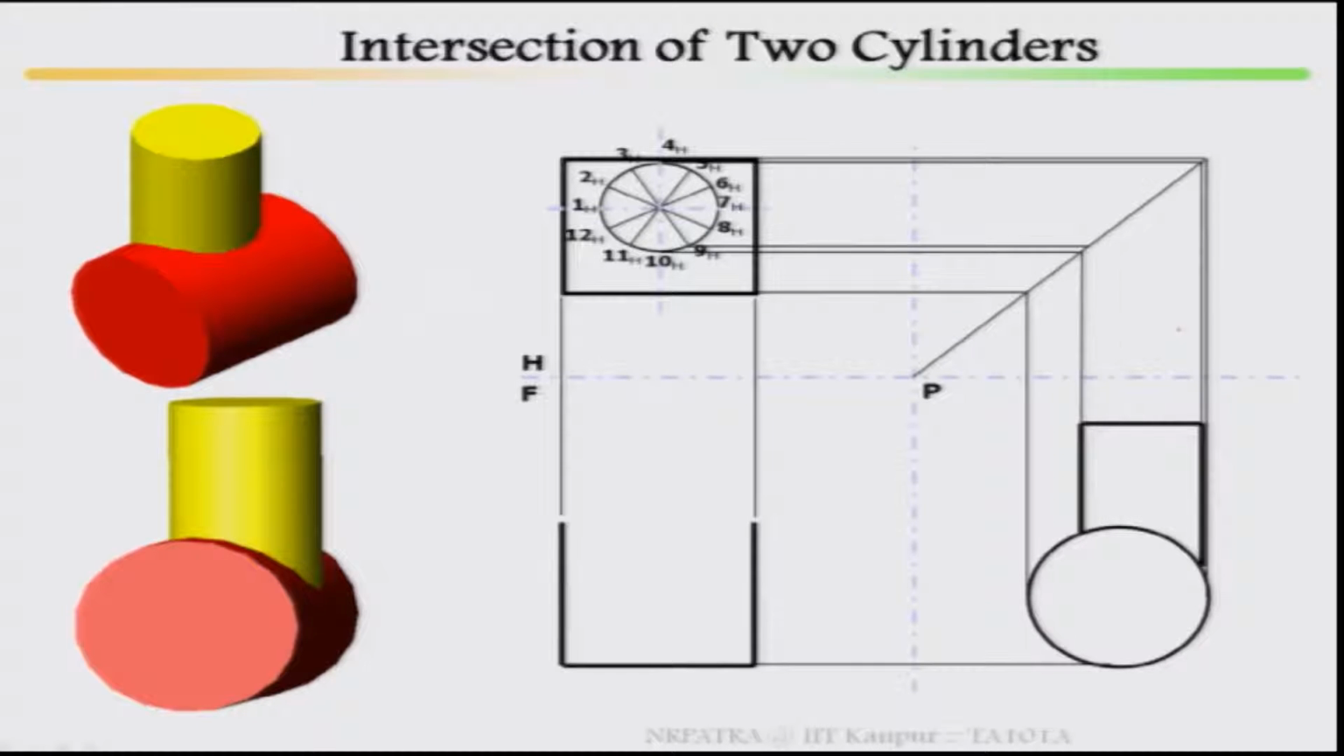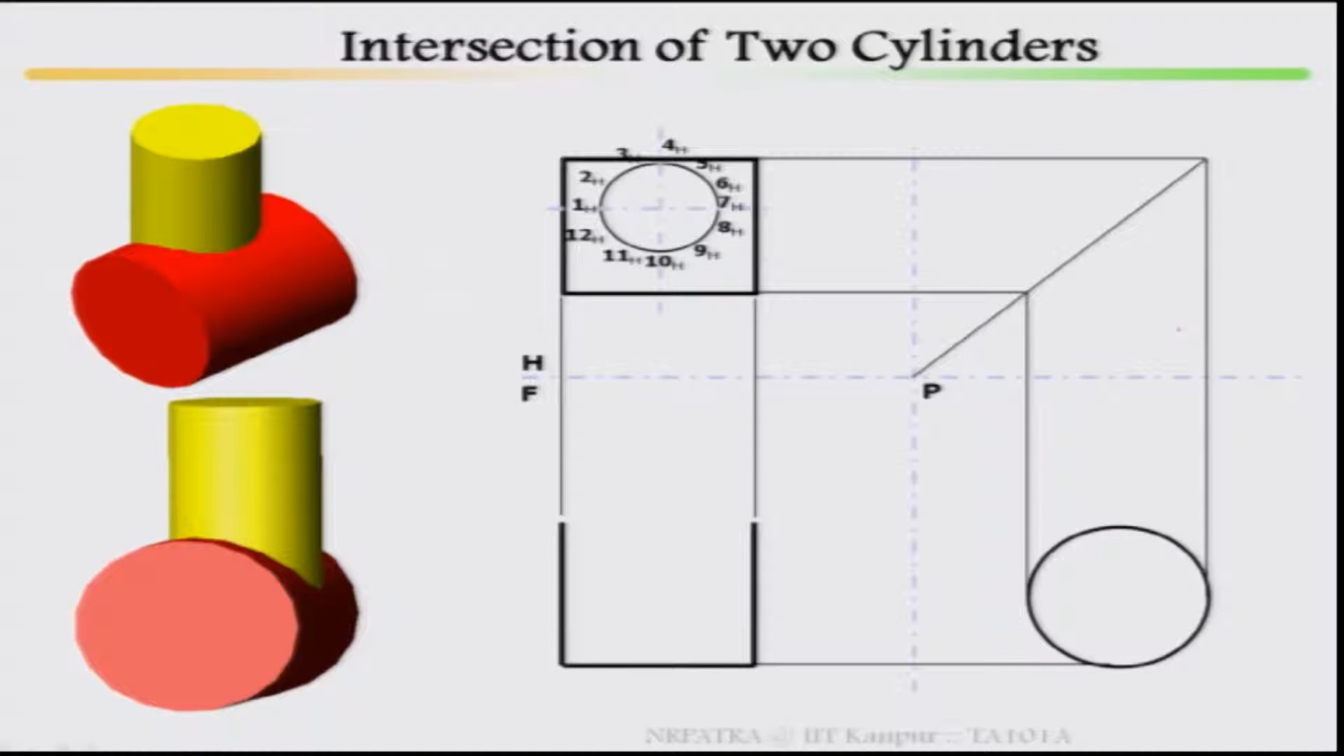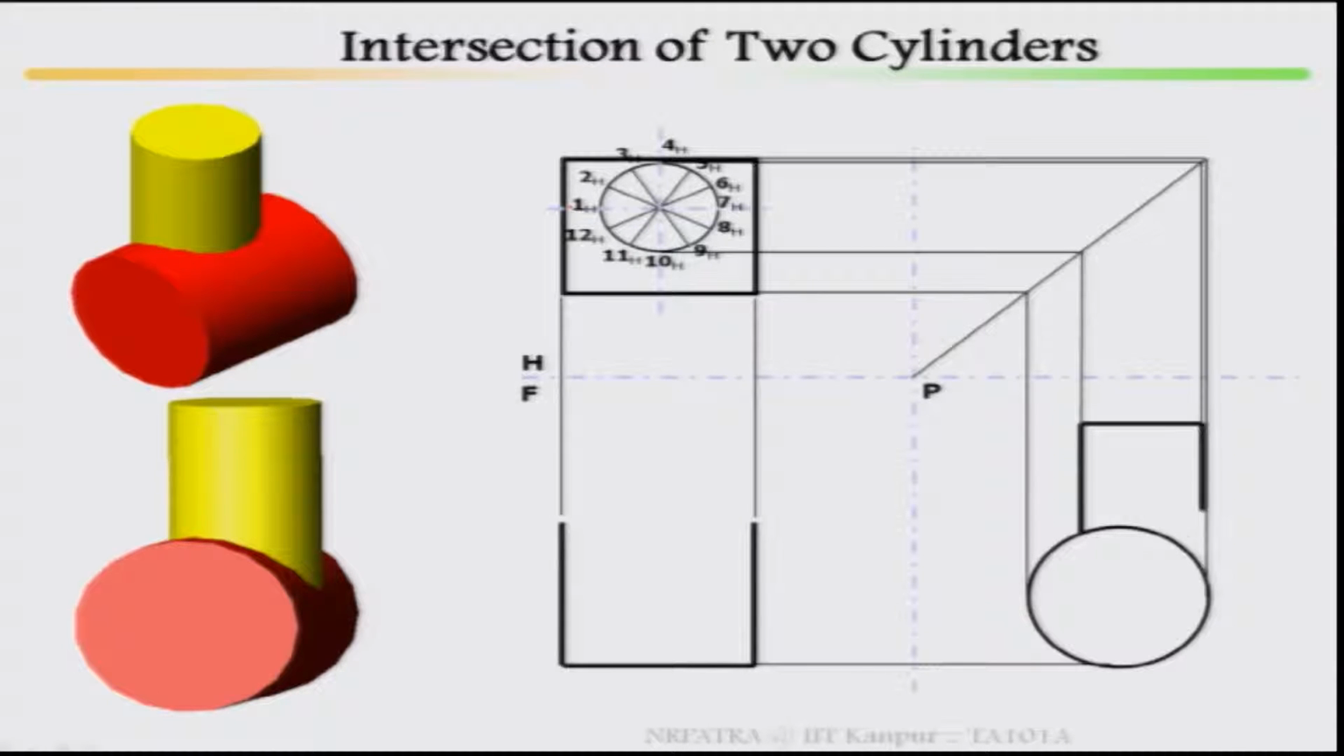So, what happened in the top view? Once you finish the top view, the outer cylinder is marked, and you mark how the inner cylinder intersects it. Then you divide the inner cylinder into a number of equal parts. It has been marked 1, 2, 3, 4, 5, 6, 7, 8, 9, 10, 11, 12, so 12 equal parts. Then you project it back to your side view.